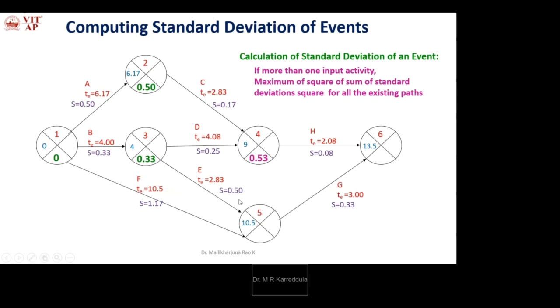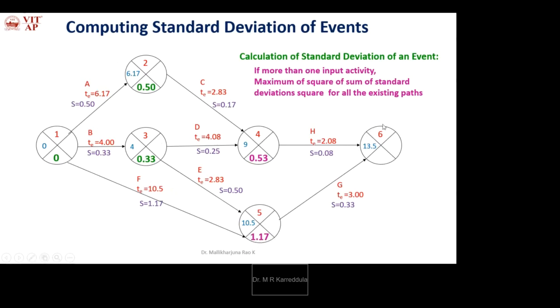If you see node 5, it also has two possible paths. What are the two possible paths? One is the direct path 1 to 5, and the other is 1 to 3 to 5. Here we directly have one value, that is 1.17. So the maximum of the square root of 0.33 square plus 0.5 square, comma, 1.17. We take the maximum value, so the maximum value is 1.17.